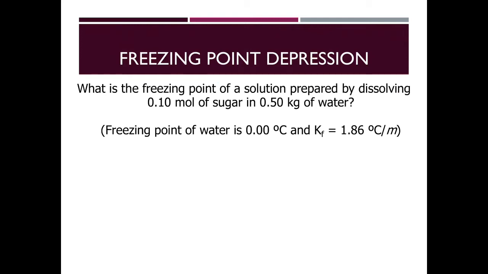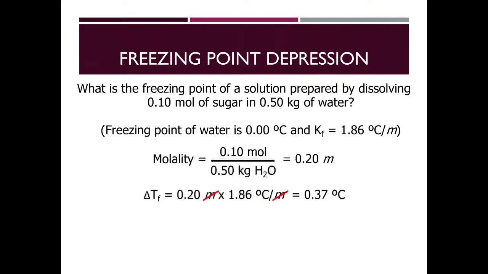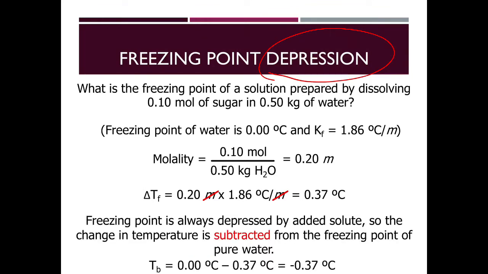So it says, what is the freezing point of solution prepared by dissolving 0.1 moles of sugar in 0.5 kilograms of water? So this is the same scenario, except instead of trying to find the boiling point, now we're trying to find the freezing point. So we can calculate our molality just like we did before. We get 0.2 molal sugar. And so then to calculate our change in temperature, we'll take our molality, we'll multiply it by Kf instead of Kb, Kf for freezing, and we will get our change in temperature. So now, instead of adding, like I was saying before, this is freezing point depression. So we will take 0 degrees Celsius and we will subtract our change in temperature, which gets us negative 0.37 degrees Celsius.